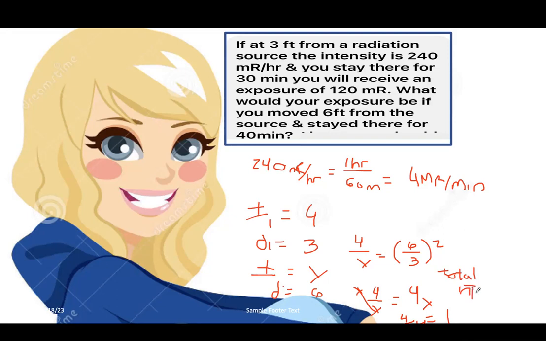Hard to write with this. Total intensity equals the dose, which is 1, times, and we stayed there for 40 minutes, so it's 40. So the total intensity is 40 milliroentgen.